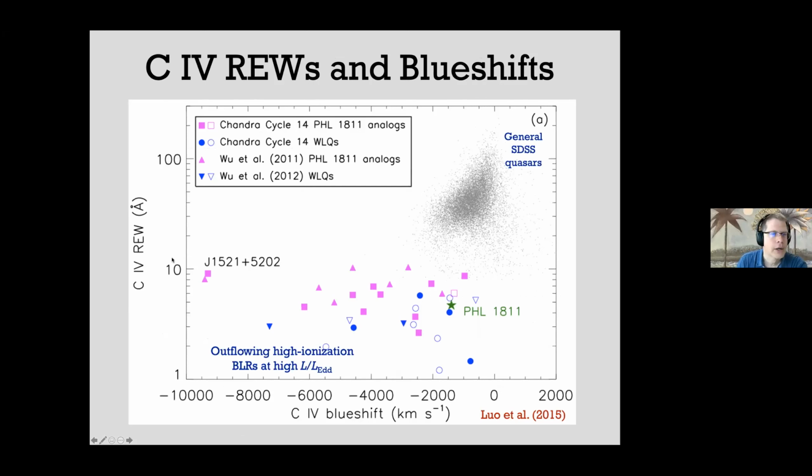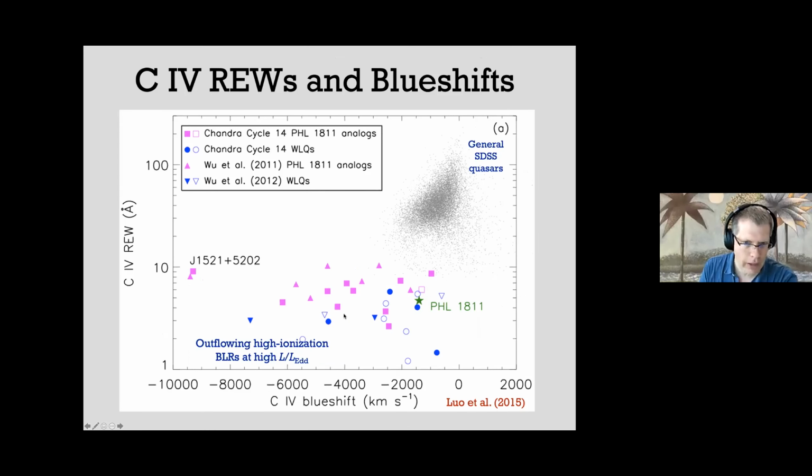Here is a plot that shows the rest frame equivalent widths versus the carbon-4 blue shifts for the quasar population. General Sloan quasars are located over here in this part of the diagram, and the weak-line quasars are located obviously having very weak lines and with line blue shifts of, well, sometimes thousands of kilometers per second. In the most extreme cases, we have line blue shifts approaching 10,000 kilometers per second. So in these systems, it appears that the broad line region may be in some kind of an extraordinary outflow.